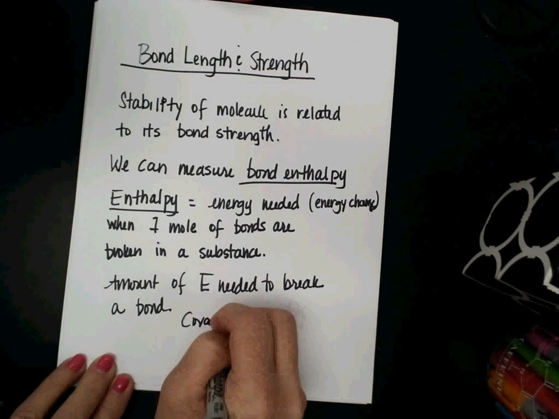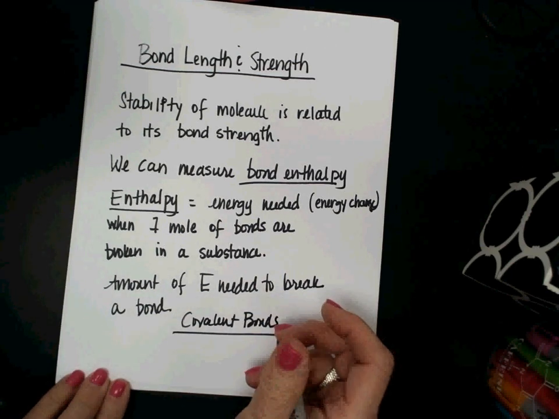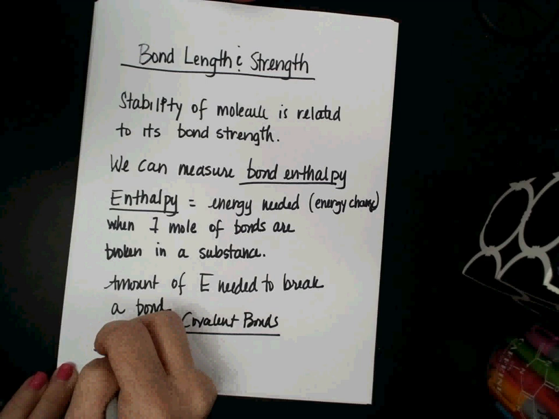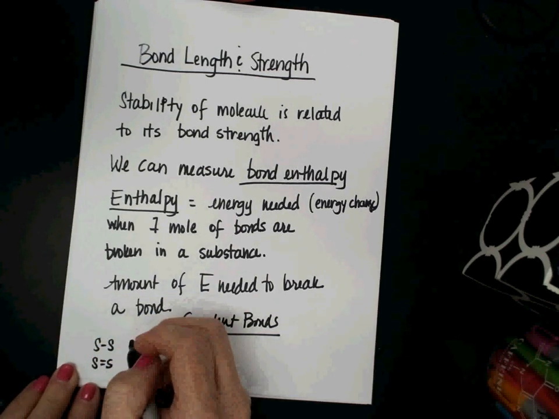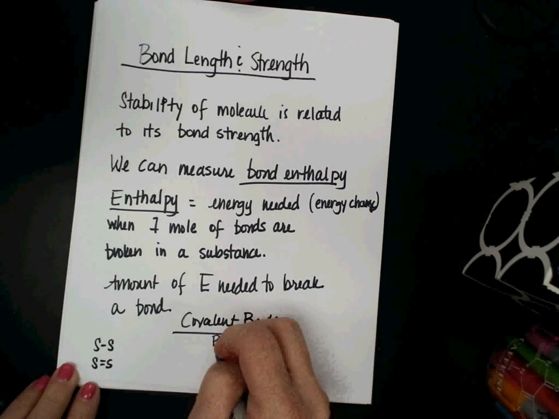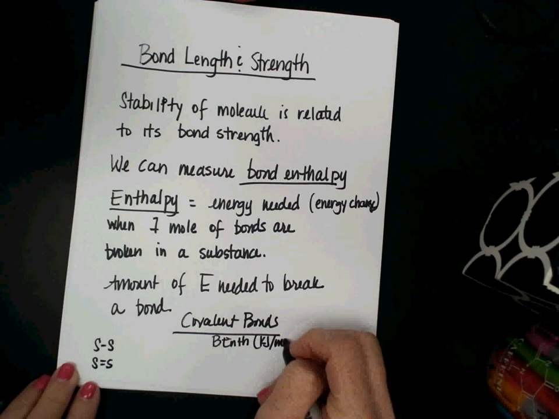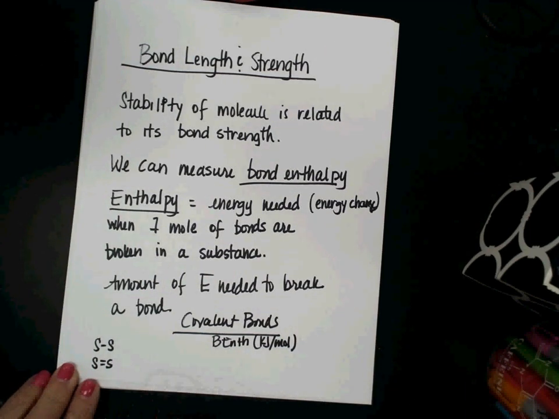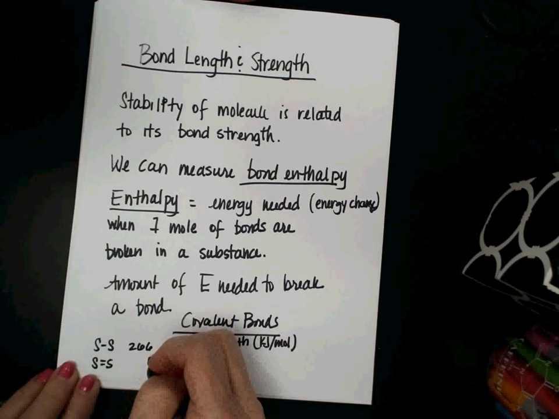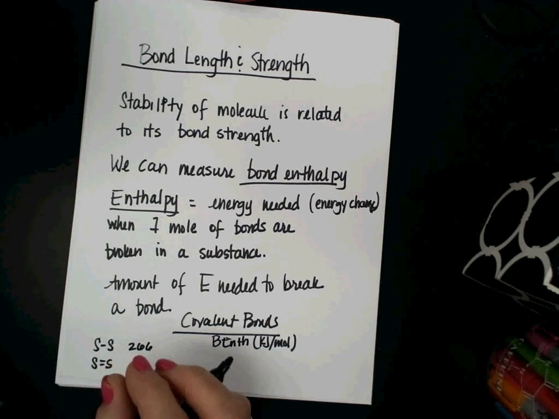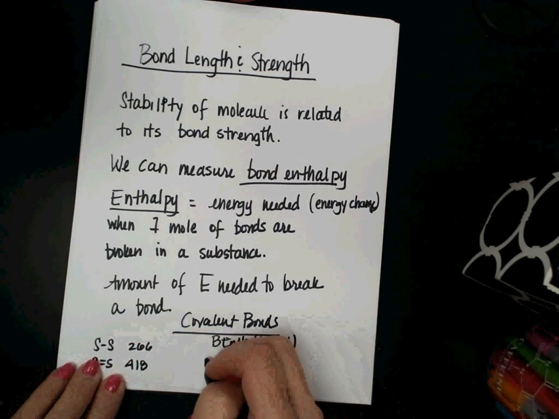So when I look at covalent bonds, I'm going to give you some examples. Let's say we have sulfur bonded to sulfur versus sulfur double bonded to sulfur. My bond enthalpy, and I'm going to give you this in kilojoules per mole. So how much energy it takes to break the bond, in kilojoules per mole. This one takes 266 kilojoules per mole when I have one single bond. If I have a double bond, it takes 418.